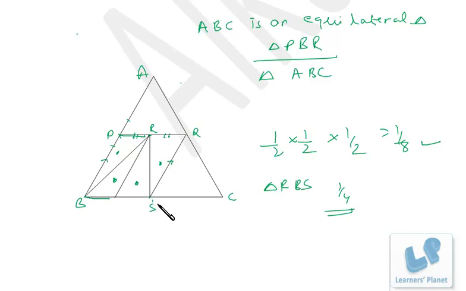Similarly for RBS, 1, 2, 3, 4, and it is containing 2 parts. So 2 parts, that means the area of RBS is half that of the parallelogram, and the parallelogram is further half of ABC. That means RBS is half of half of ABC, that is 1/4 of ABC. Okay, this way also you can go.